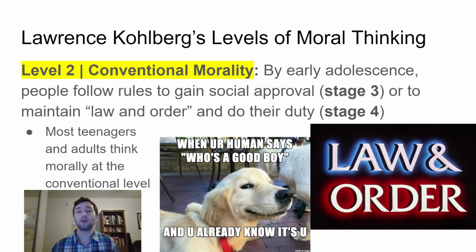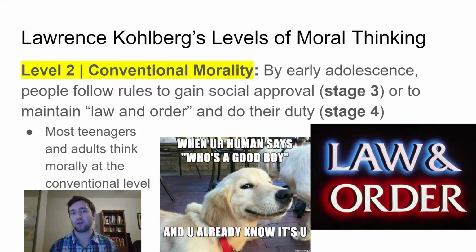Stage 4, which is still in this conventional morality level, might not just be about social approval, but about maintaining what we call law and order. We do what's right because it's our duty to do the right thing, and we have to maintain this idea of law and order, of following things, and things have to go a certain way. Now, most teenagers and adults think at a conventional level.